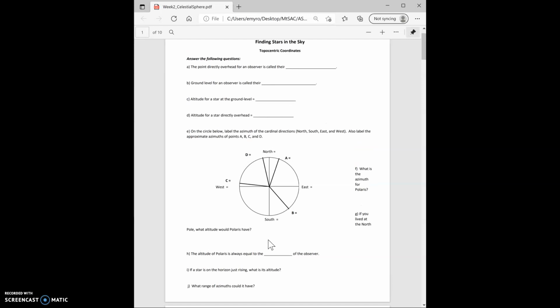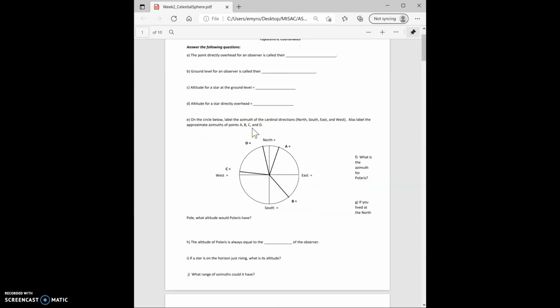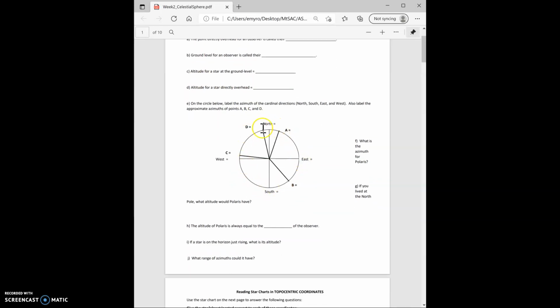The first part is some type of homework. It is just recalling your definitions from your lecture. So if you haven't, look back at your textbook to find the definition of what the ground level is, what you call this point directly overhead, and to which altitude it corresponds. This one is to make sure you understand how the circle works.